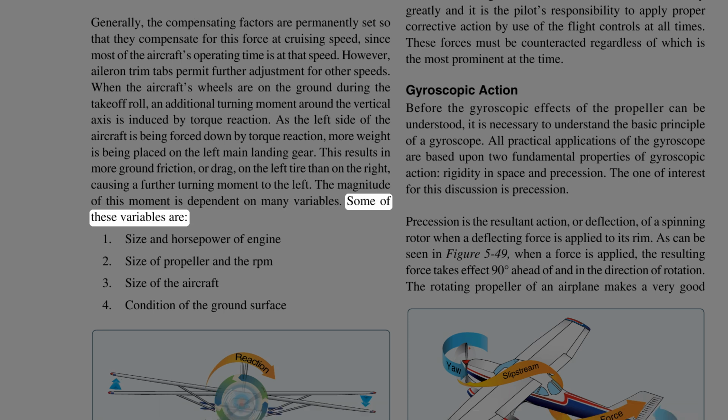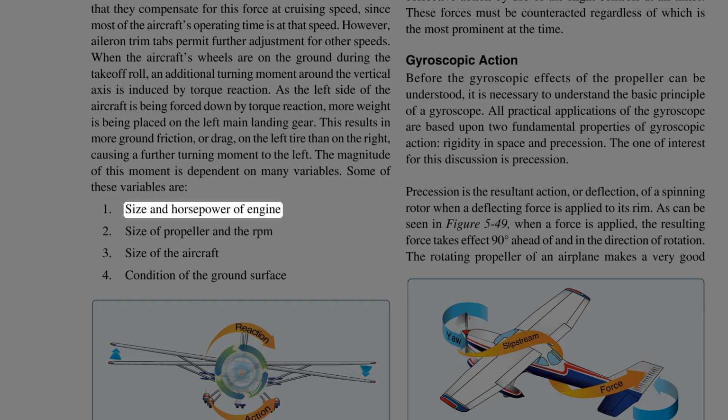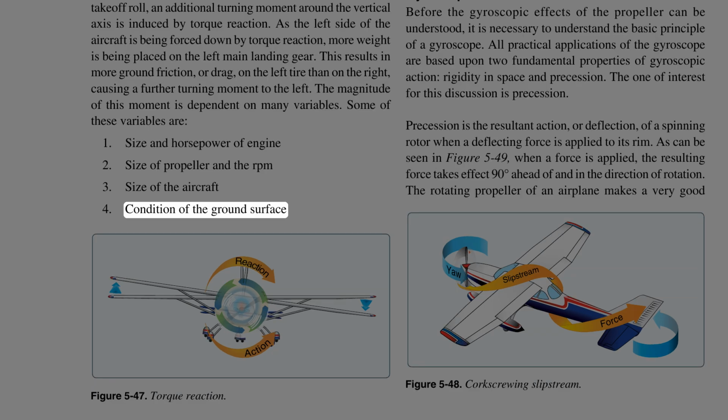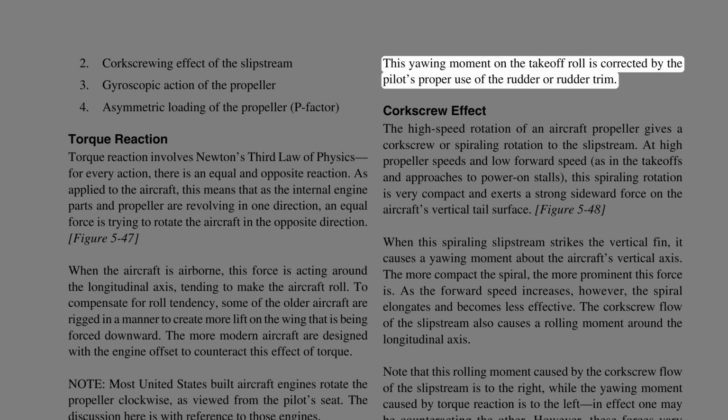Some of these variables are: size and horsepower of engine, size of propeller and the RPM, size of the aircraft, condition of the ground surface. This yawing moment on the takeoff roll is corrected by the pilot's proper use of the rudder or rudder trim.